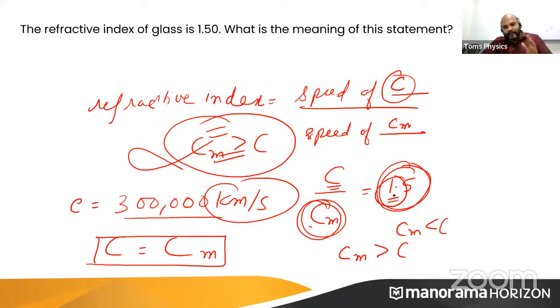Okay. So remember, the maximum speed you can reach is c, that is 3 lakh kilometers per second. And all other media have a speed which is less than that value. It is always less than that value. The larger the value of refractive index, the slower light will travel in that particular medium. Please keep this in mind.